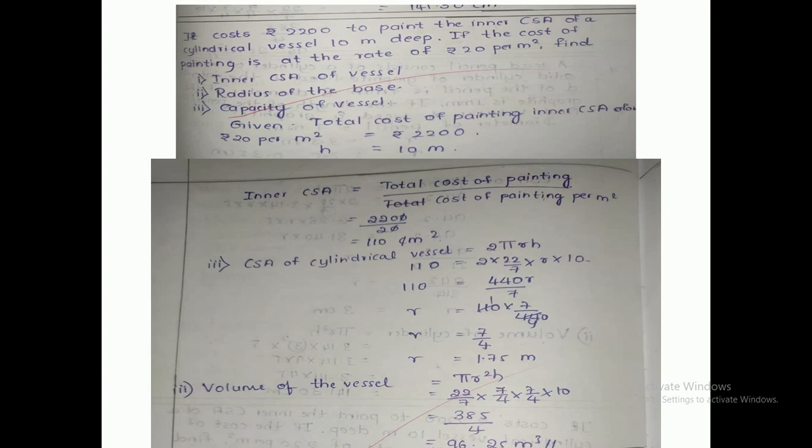Okay, so now using this radius we have to find out the volume. There is a connection between the three problems. Volume of the vessel is equal to pi r square h, that is 22 by 7 into 7 by 4 into 7 by 4 into 10. So 385 by 4, that is 96.25 meter cube. Got the idea of this problem now? Yes, we'll move on to the next problem.